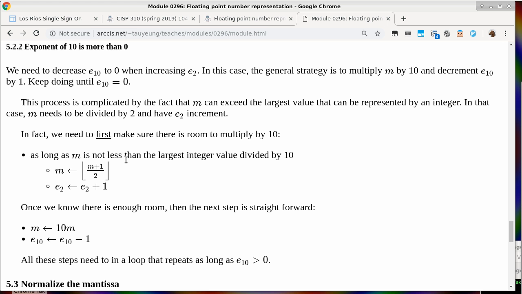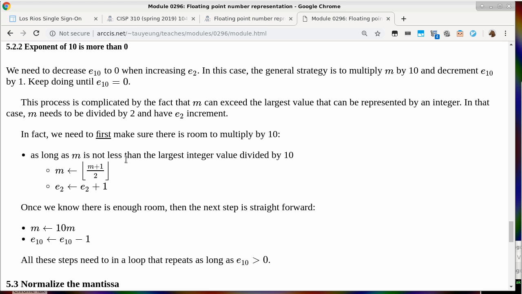Now, but every time you divide the mantissa by 2, you have to adjust the exponent of 2 by 1. Does that make sense? Because the idea is we want to preserve the value being represented as much as we possibly can, but we can play with the mantissa, the exponent of 2, and the exponent of 10. Is that okay? Now, how many times do we have to go through this loop in order to make enough room to multiply by 10 again? What do you think?